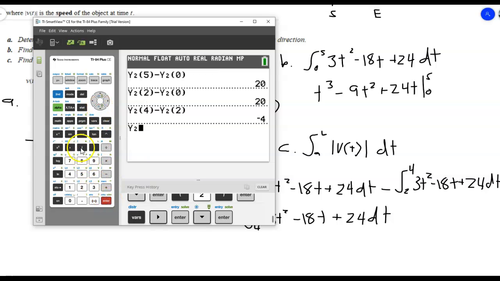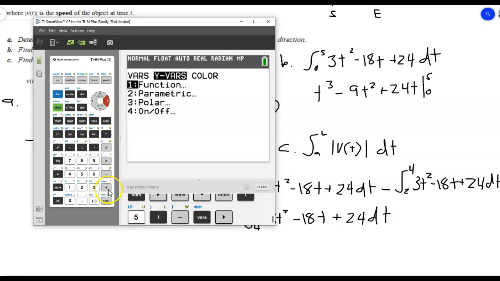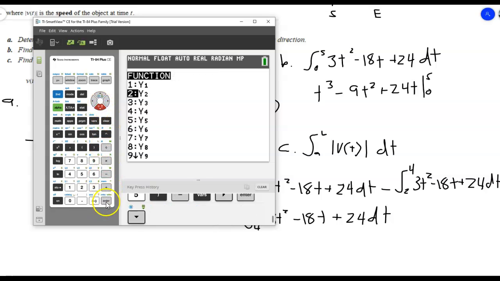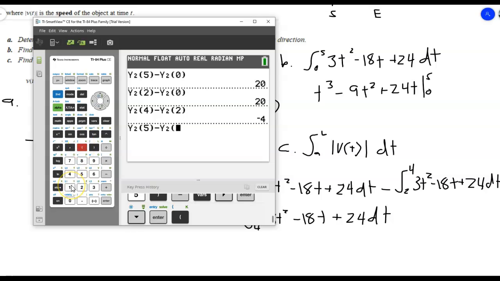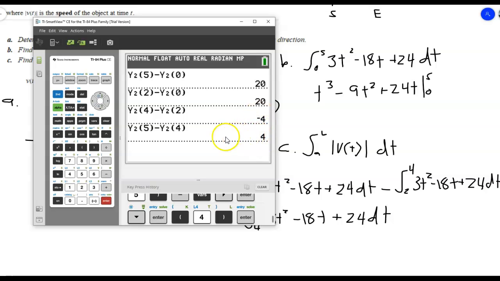y2 evaluated at 5, and then minus vars function y2 evaluated at 4. And sure enough, those parts cancel out. So when we're looking at the total displacement, it's going to be 20 minus a negative 4, which is plus a 4, plus a 4. So that's going to be a total of 28. So our total distance traveled is 28, but our displacement is just 20.